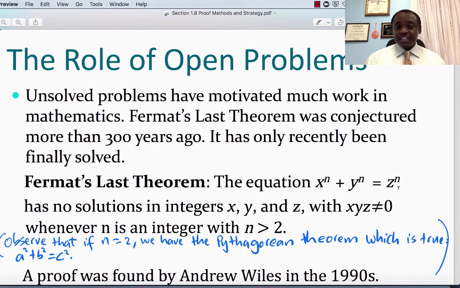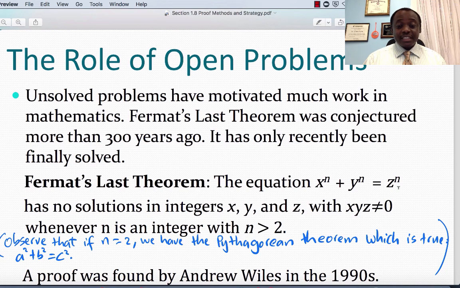So the question is, now that I know that x squared plus y squared can equal z squared for some right-angled triangle, what about x cubed plus y cubed equals z cubed? x to the power 4 plus y to the power 4 equals z to the power 4. x to the power 10 plus y to the power 10 equals z to the power 10. Well, Fermat played with this and gave us an open problem that lasted for over 300 years.